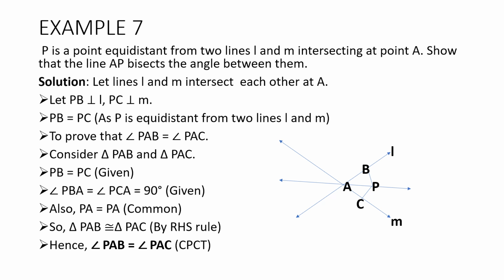Consider triangles PAB and PAC. Now PB is equal to PC, already given. Angle PBA and angle PCA are equal to 90 degrees because of perpendicularity. Now PA and PA are the common ray, so it is equal. Hence by RHS rule, RHS means right angle, the hypotenuse and the side, all three are equal. So by RHS rule, triangle PAB will be congruent to triangle PAC. So by CPCT, the corresponding angles will be equal. Hence angle PAB and angle PAC will be equal.